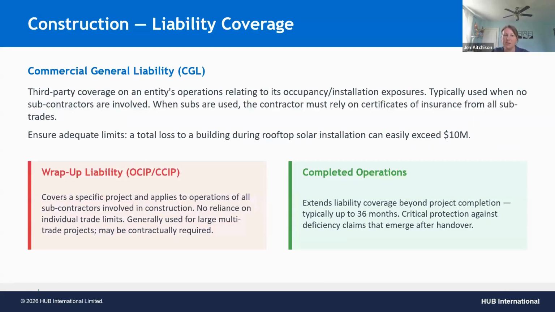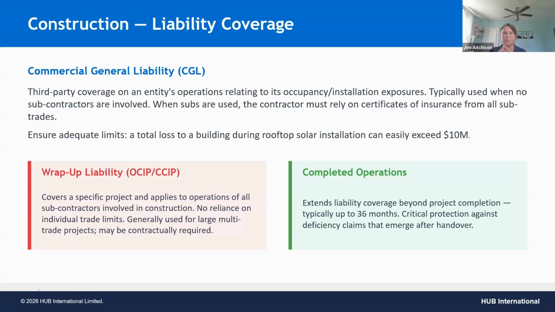Getting into the liability side of things, commercial general liability is third party coverage. So, bodily injury or property damage to a third party that arises out of either occupancy or installation exposure. Think of hauling a solar panel up onto a rooftop, and it blows off and hits a car. That's third party property damage, and so a liability policy would respond to something like that. General liability is typically used when there's no subcontractor. Similar to an installation floater, it just covers the contractor for the contractor's work.